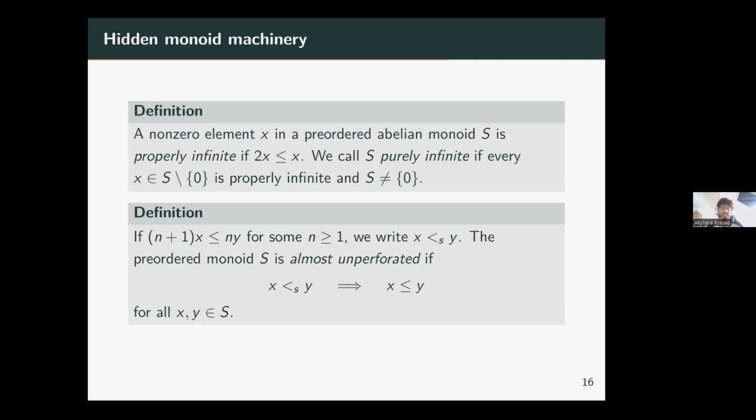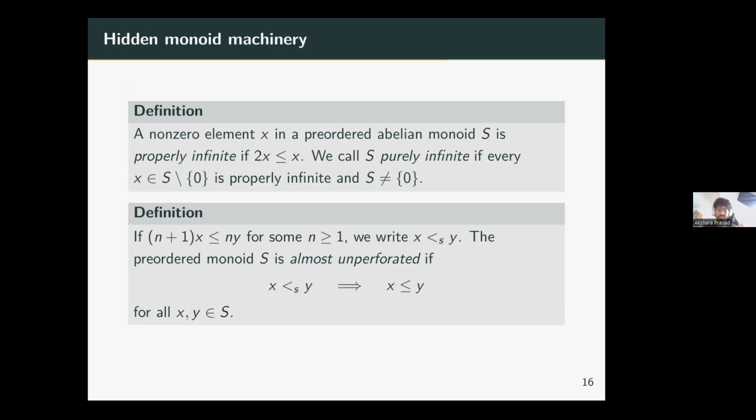And also, there's a definition of stable domination. If you have two elements X and Y in a pre-ordered abelian monoid, and you take n plus 1 copies of X, and it is still under n copies of Y, then X is said to be stably dominated by Y. So this is sort of a paradoxicality that we have.